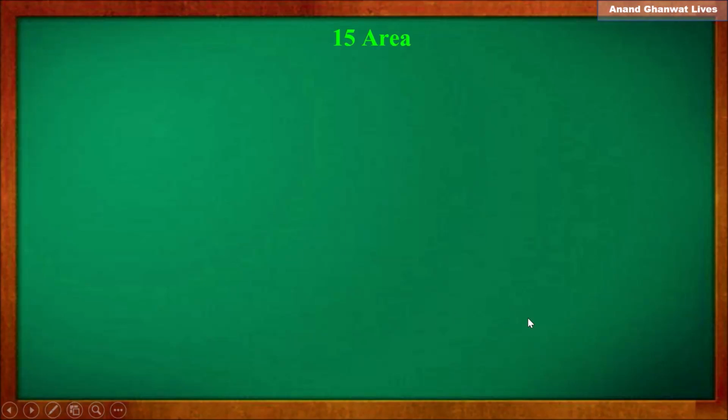In this lecture we are going to learn the 15th chapter, that is area, to find area of various quadrilaterals. Before that we will revise our previous knowledge.